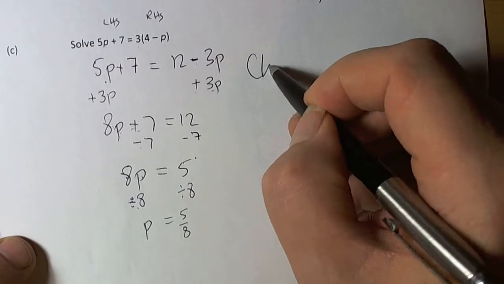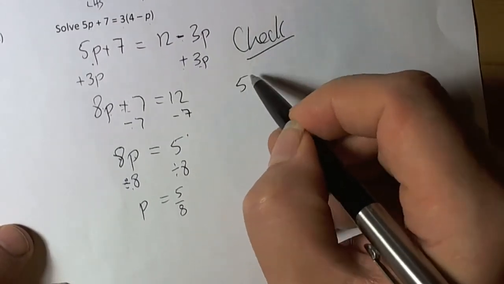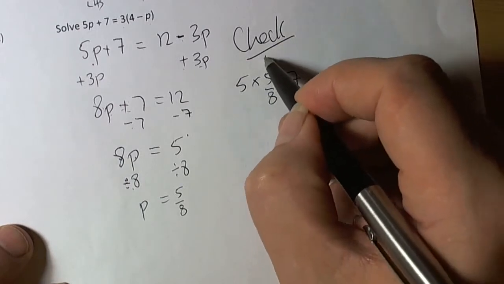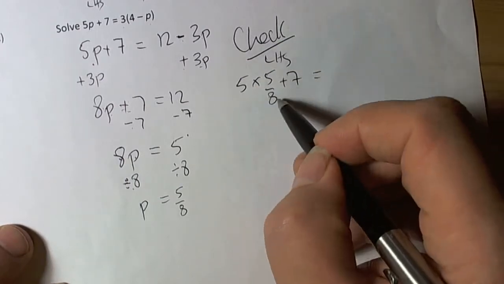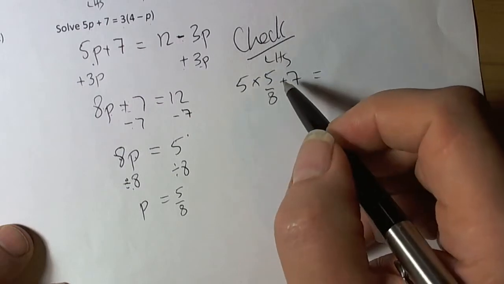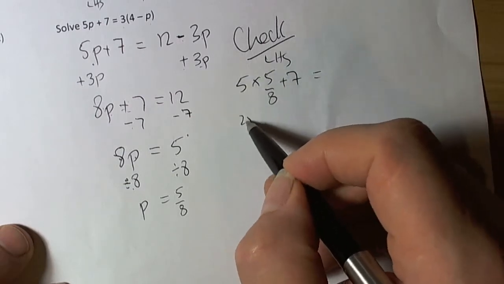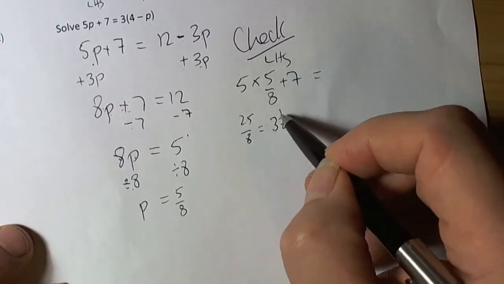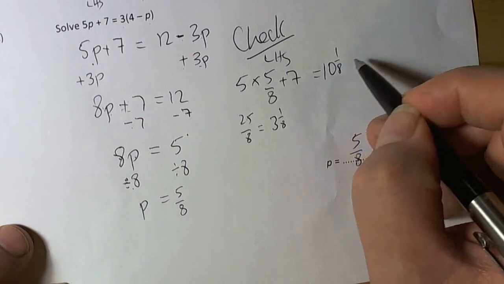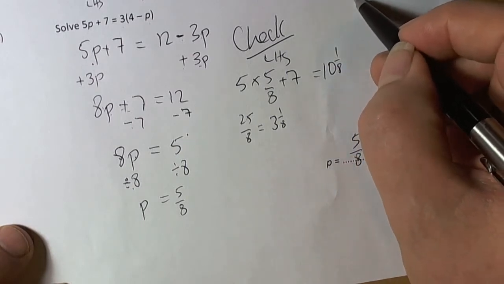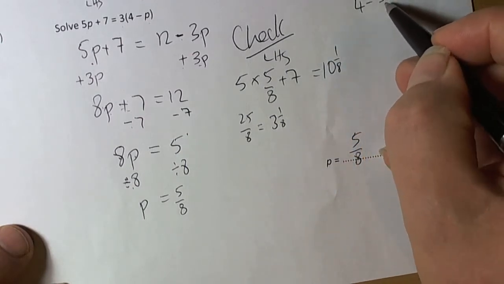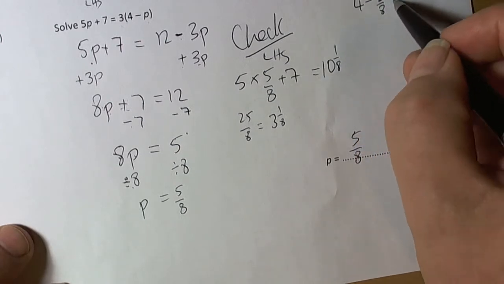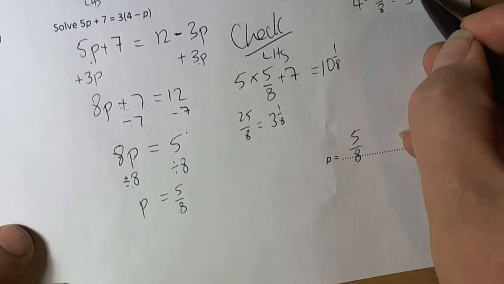We should check. So we've got 5 times 5/8 plus 7, that's the left hand side. 5 times 5/8 is 25/8. 25/8 when you cancel that down, 8 into 25 is 3 whole ones, so an eighth. So add those together, we get 10 and 1/8. On the other side, we've got 4 take away 5/8. Well, 4 take away 5/8 is equal to 3 and 3/8.